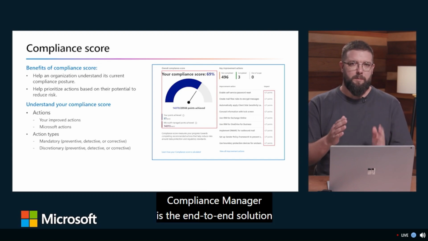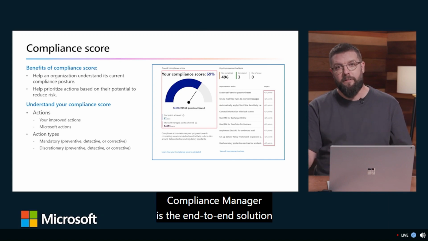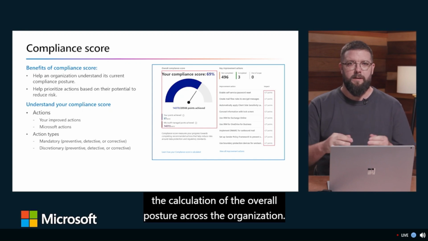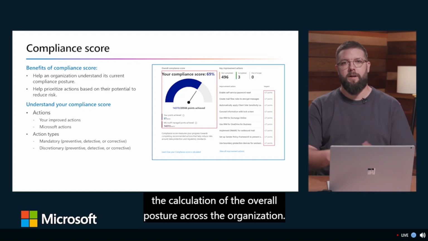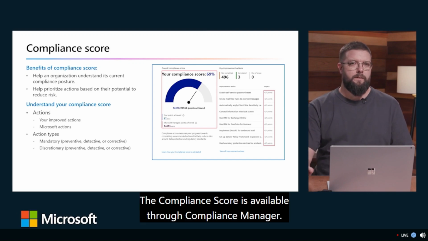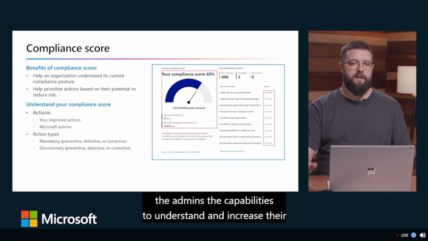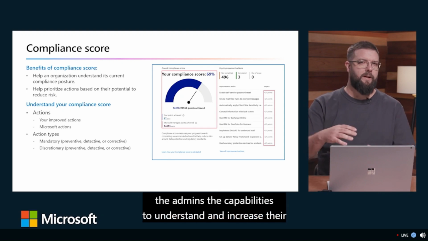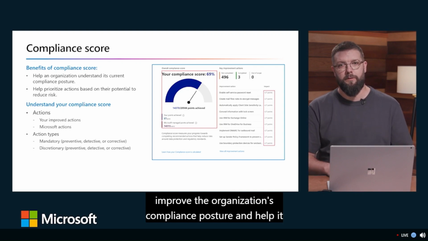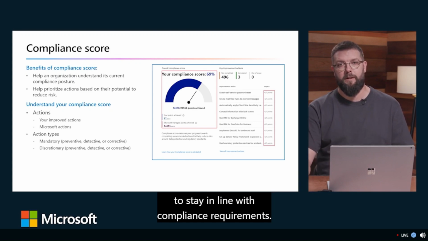Well, Compliance Manager is the end-to-end solution, and Purview Compliance Score is the calculation of the overall posture across the organization. So the compliance score is available through Compliance Manager. And then Compliance Manager gives the admins the capabilities to understand and increase their compliance score so that they can ultimately improve the organization's compliance posture and help it to stay in line with compliance requirements.